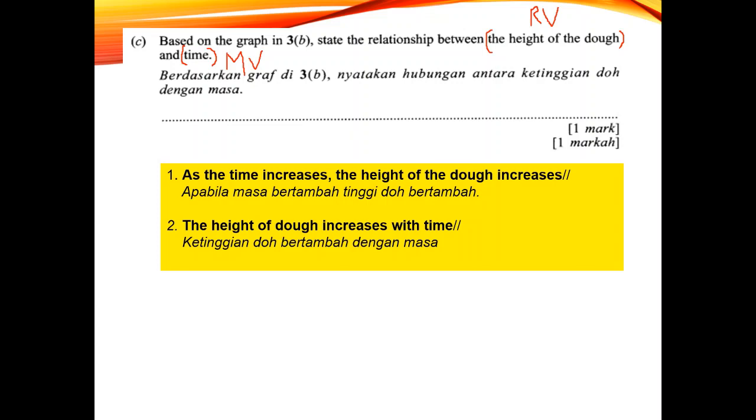Apabila masa bertambah, tinggi dove bertambah. Or you can write down the height of dove increase with time. Kalau kamu nak guna perkataan increase with, make sure you need to write down the responding variable first, then followed by the manipulated variable. So the manipulated variable here is the time. So if you want to use the word increase with ataupun bertambah dengan, kamu mesti tulis pemboleh ubah bergerak balas dahulu di depan. Baru increase with time. Time itu adalah pemboleh ubah dimanipulasi.